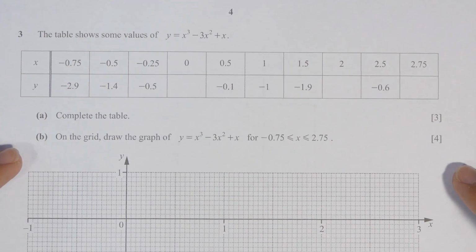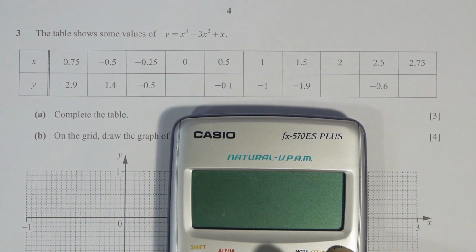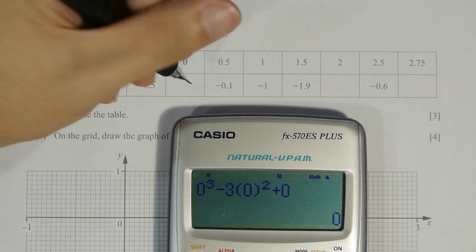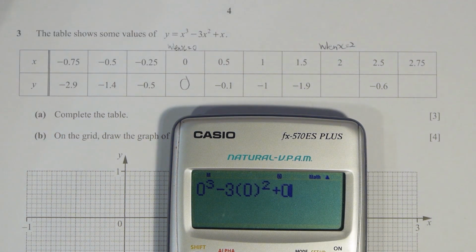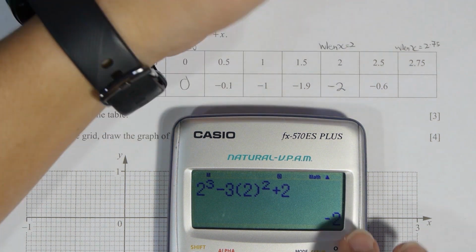Question 3, pretty straightforward for part 1. Simply substitute the values x equals 0, x equals 2, and x equals 2.75 into the equation to get the respective values.